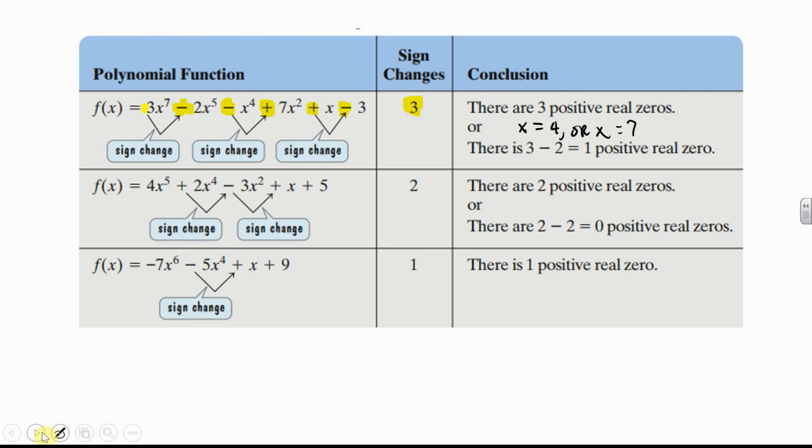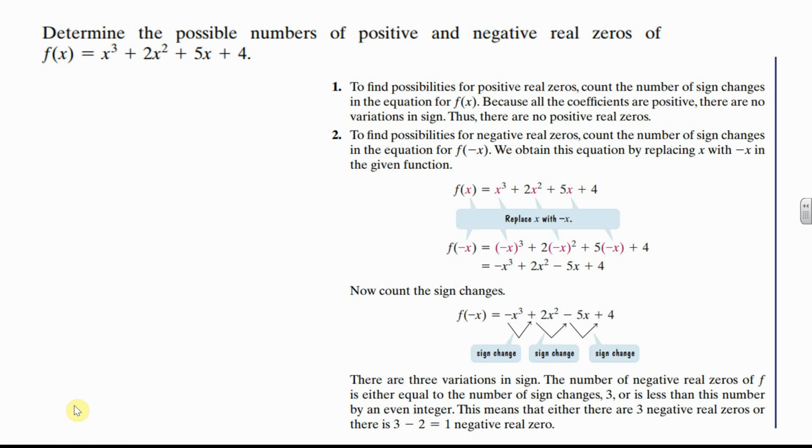I thought it was interesting in the book. He gave this example for the positive real zeros in terms of an example, but he didn't give one for the negative. So let's look at this one. Here's a problem where, look at this function f, the signs don't change, right? It's positive, positive, positive, positive. So here, because he makes a statement, because all the coefficients are positive, there is no variation in signs, thus there are no positive real zeros, right? If there's no variation in signs, then we don't have any positive real zero.